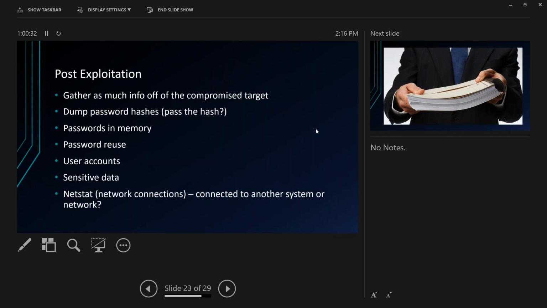User accounts, so what user accounts are on there, sensitive data. Next, what I already talked about, network connections: understand the network, the environment, what is going on in the network. It's very important.